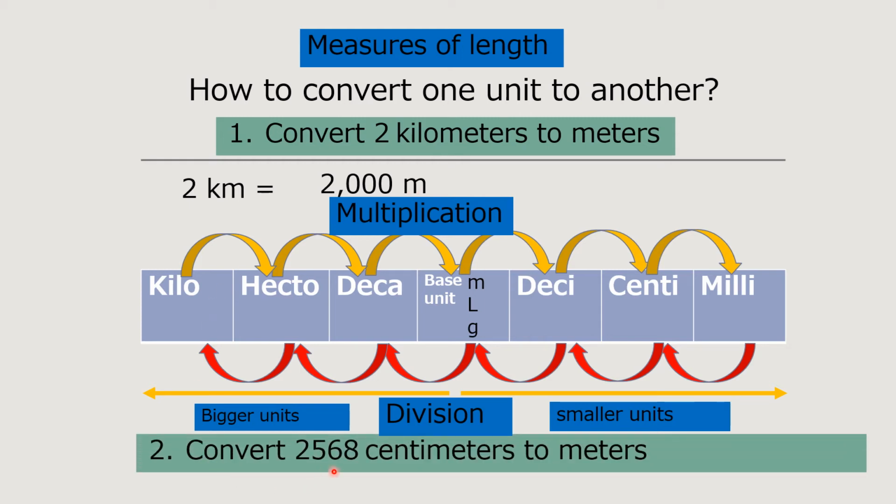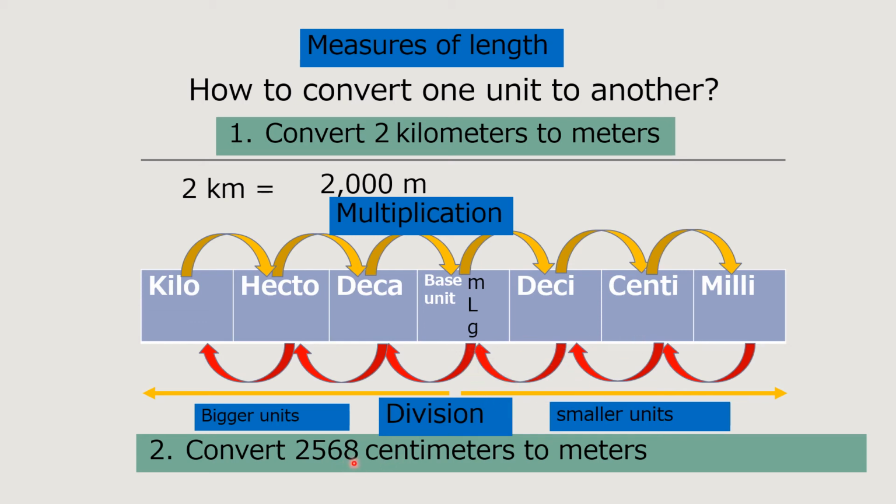Convert 2,568 centimeters to meters. Now, where are the centimeters now? Here. So now we're going to meters. So here we go from smaller to bigger. You don't need to memorize whether it's smaller or bigger. What you need to know is whether the movement is to the right or to the left. So 1, 2, that is only 2. From centi to meters is 1, 2.